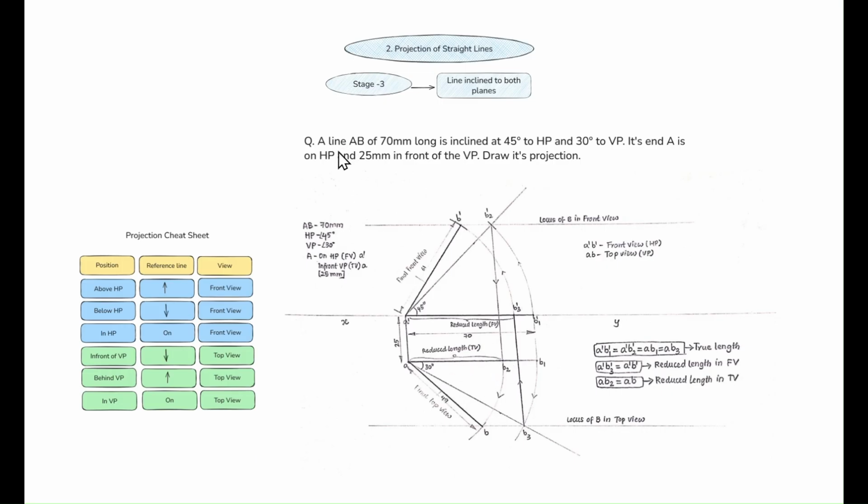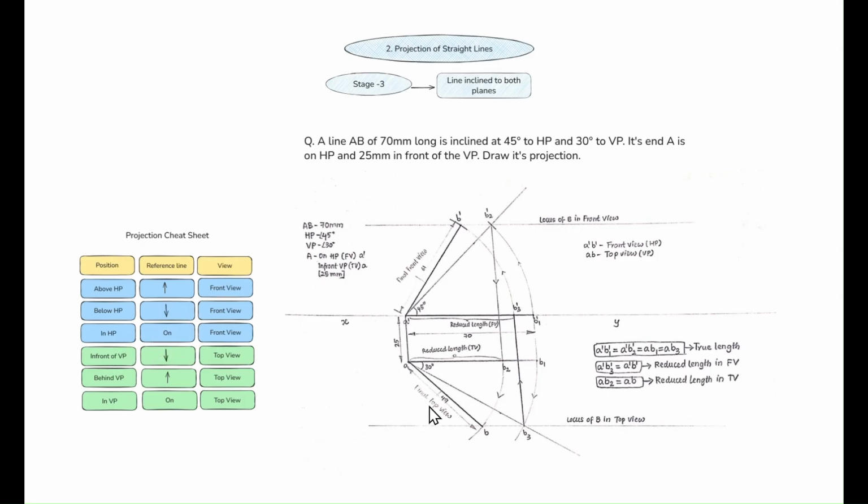The question. So there is a line AB of 70 mm long, and it is inclined at 45 degree to HP and 30 degree to VP. And its end A is on HP and 25 mm in front of VP. And we need to draw its projection. So what I said, first we will go back to the foundation, which is projection of points. First you plot the points. What are the points we have to plot? A and B. So there is a line AB which is of 70 mm long. Okay. So we have to plot this A and B. They have mentioned in the question A is on HP. Now you know these tricks and everything. So it will be easier for you to understand where to plot these points.